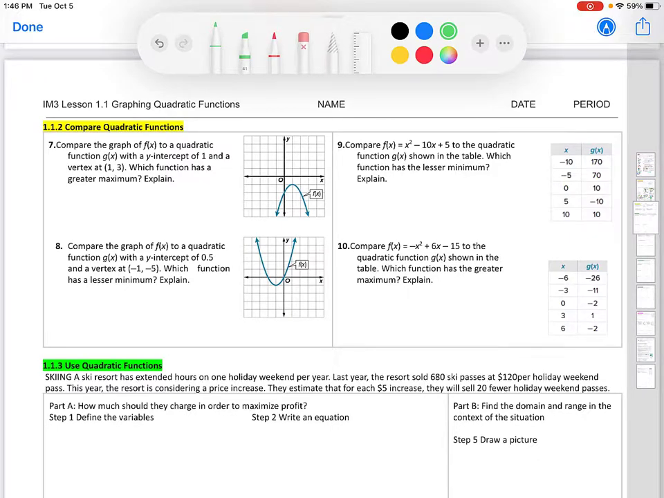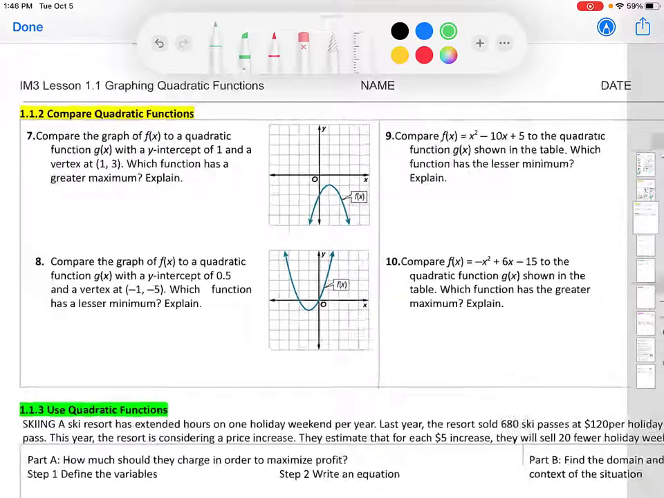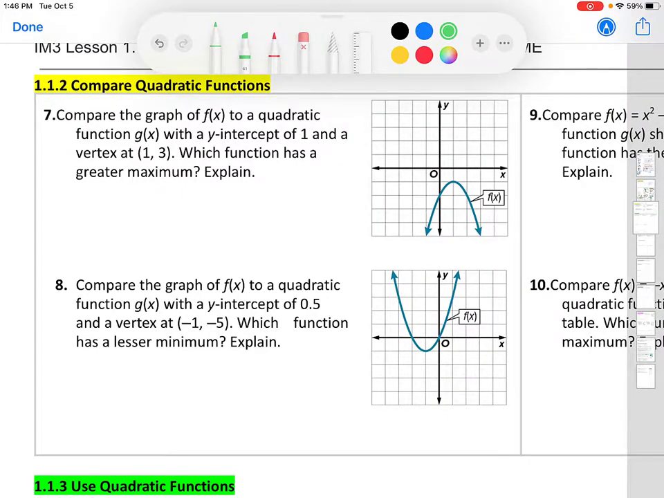Comparing quadratic functions. So now we're just using our properties. And for 7 and 8, you're going to have to use the same graph here. Compare the graph of f of x, let's color code this, to a quadratic with g of x. Okay, so g of x, we don't have one, so let's draw one. G of x with a y-intercept of +1 and a vertex of 1, 3, right? 1, up 3.